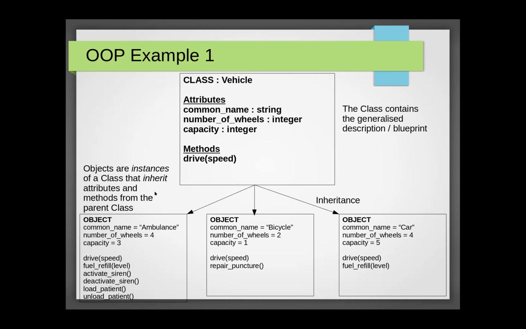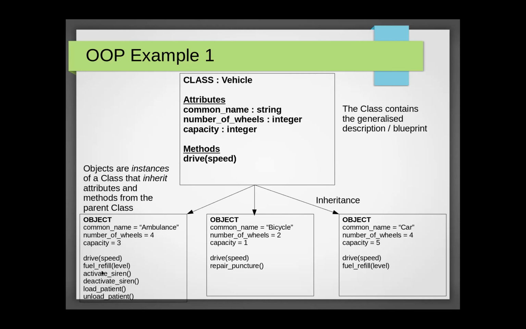And this is something known as inheritance in object-oriented programming, where you inherit. This is known as the child, and you can inherit from the parent. So the child inherits all the stuff from the parent, but it may also have its own particular attributes or methods as well. So an ambulance may also have some methods that are specific to ambulances.